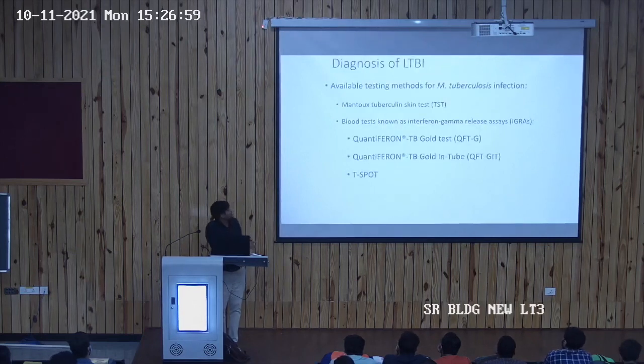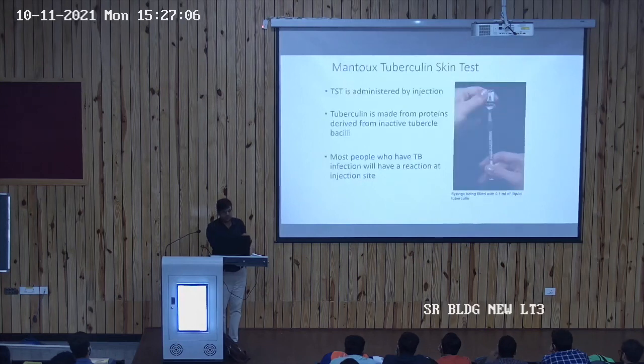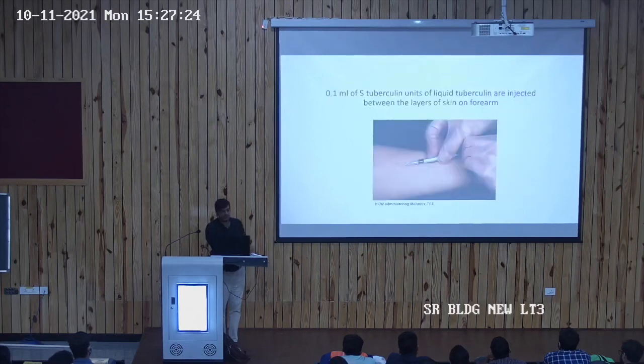So, diagnosis of LTBI: the available testing methods are the Mantoux tuberculin test and the blood tests, as we said, QuantiFERON and T-SPOT. So Mantoux tuberculin skin test, how it is performed. This is administered by an injection. This tuberculin is made from proteins derived from inactive tubercle bacilli. Most people who have TB infection will have a reaction at the injection site. So 0.1 ml of 5 tuberculin units of liquid tuberculin are injected between the layers of skin.